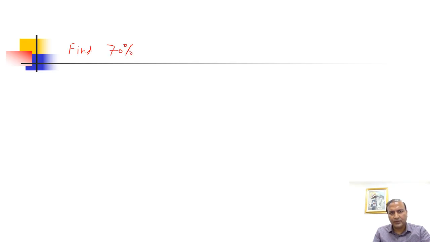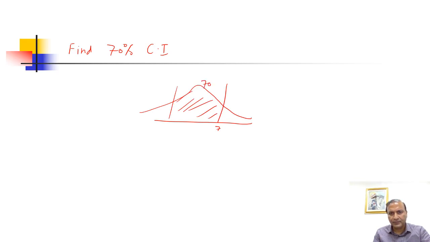a 70% confidence interval. Okay, so again for the same steps, we have to use the distribution here, and we have to now draw the 70%. So I'm doing it quickly. So this is a 70% probability. Okay, and I have to find this XU and I have to find this XL. This is called the confidence interval.